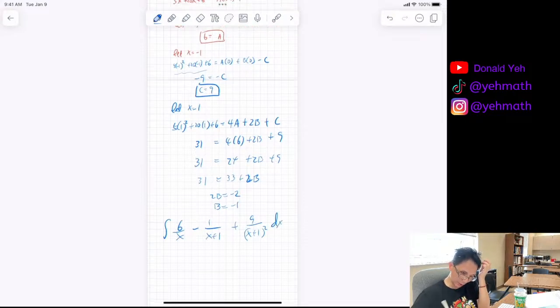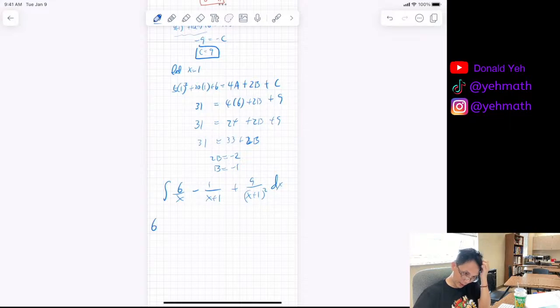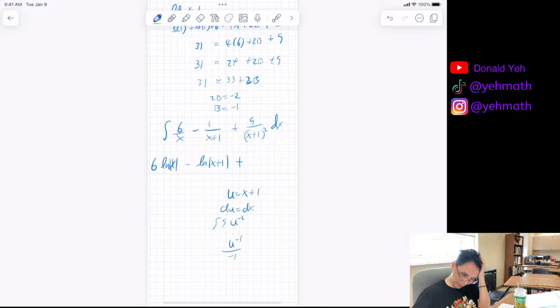Then I'll just do the integral part, which is 6 natural log of x minus natural log of x plus 1 plus, what's the integration of this one? Let u equal x plus 1, du equal dx, and then integration of u to the -2 times 9. So that's u to the -1 over -1, negative. So it's gonna be minus 9, sorry, it's minus 9 or plus 9.